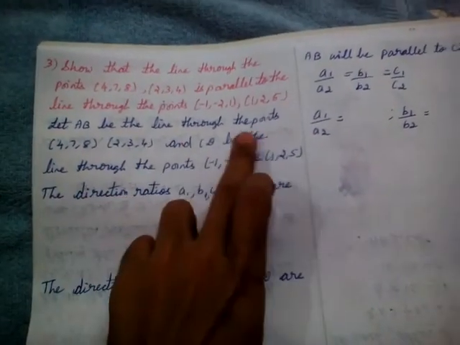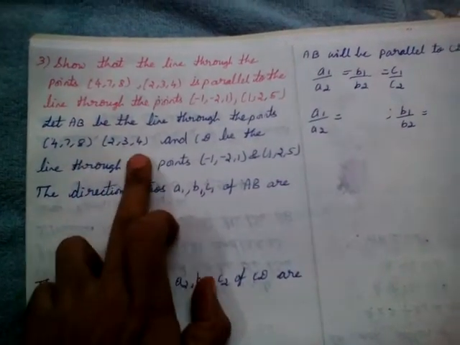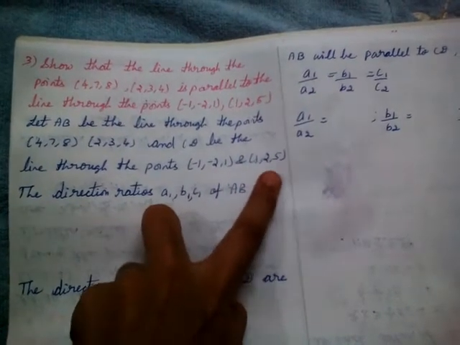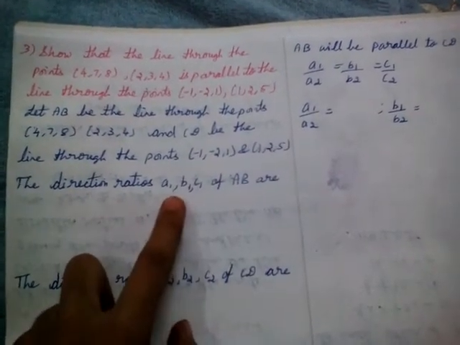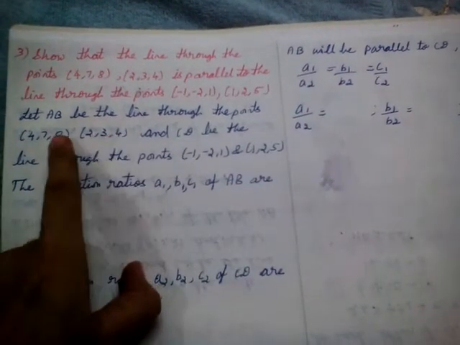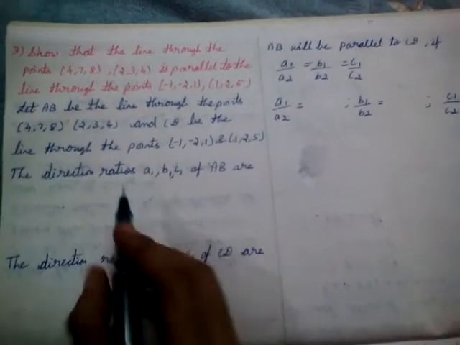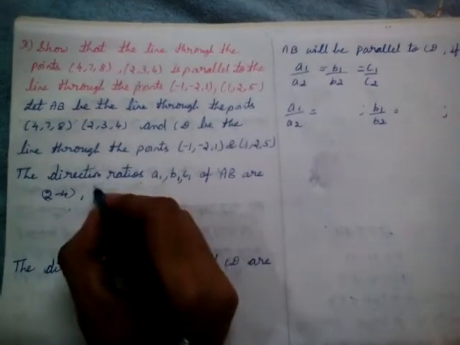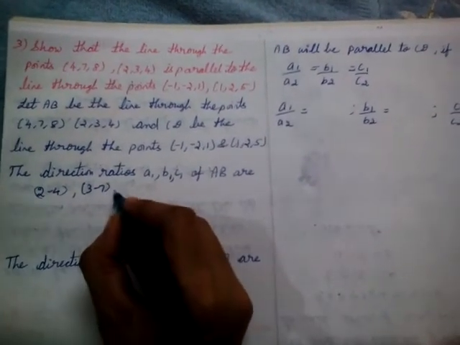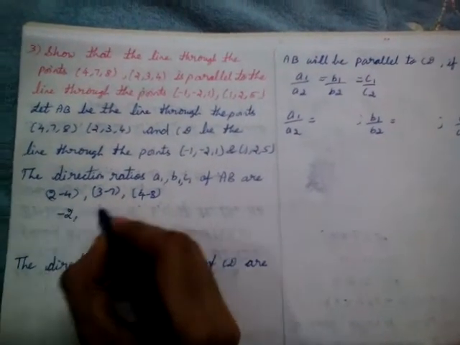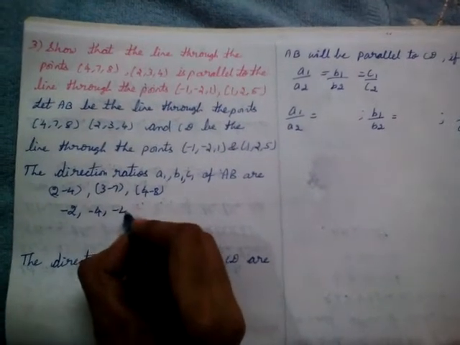So let AB be the line through the points (4, 7, 8) and (2, 3, 4) and CD be the line through the points (-1, -2, 1) and (1, 2, 5). Now we have to calculate the direction ratios of the line AB. How will you find the direction ratios? Just subtract: 2 minus 4, 3 minus 7, 4 minus 8. So the direction ratios are -2, -4, -4.